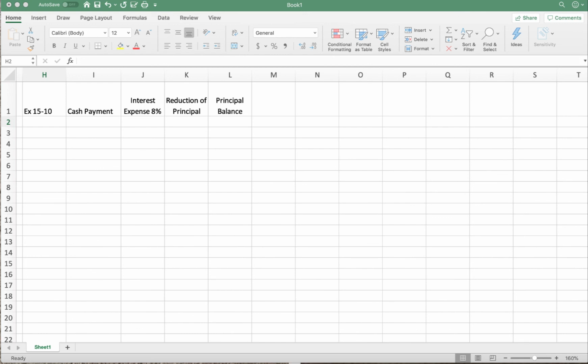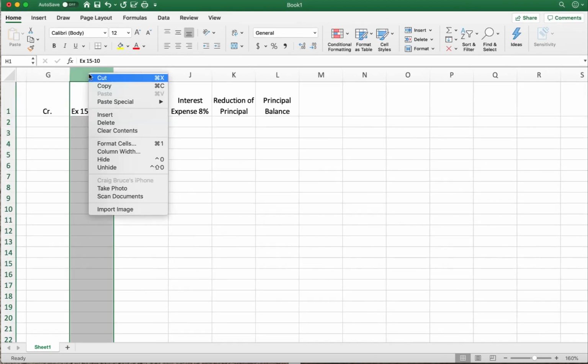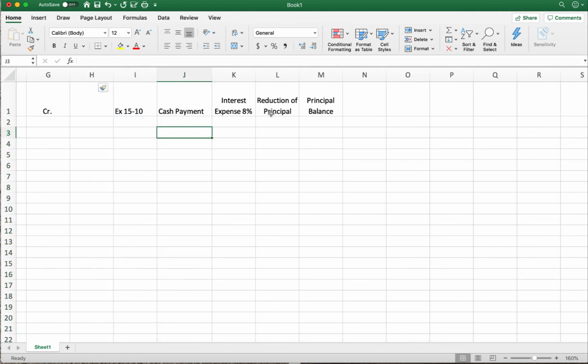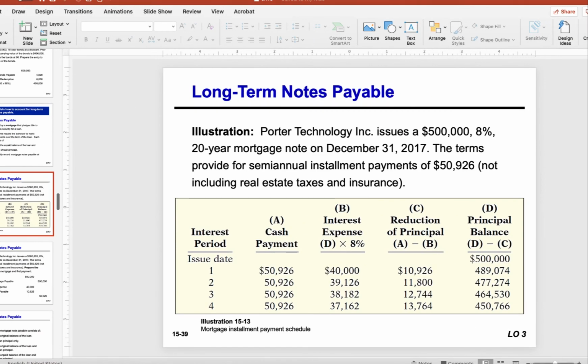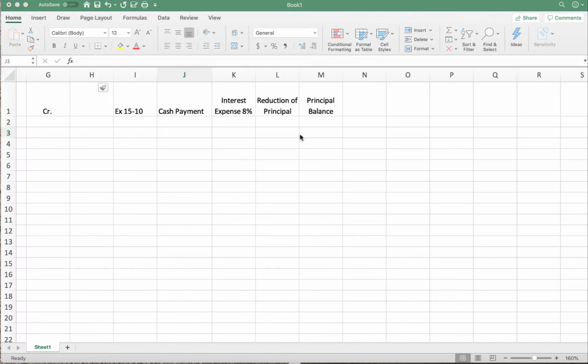So what we're going to do first, if you notice, I went ahead and created a little chart. This chart should be very familiar, because it is the long-term notes payable illustration that we did in the lecture videos: cash payment, interest expense, reduction of principal, principal balance. We're just going to plug in the information and calculate everything.